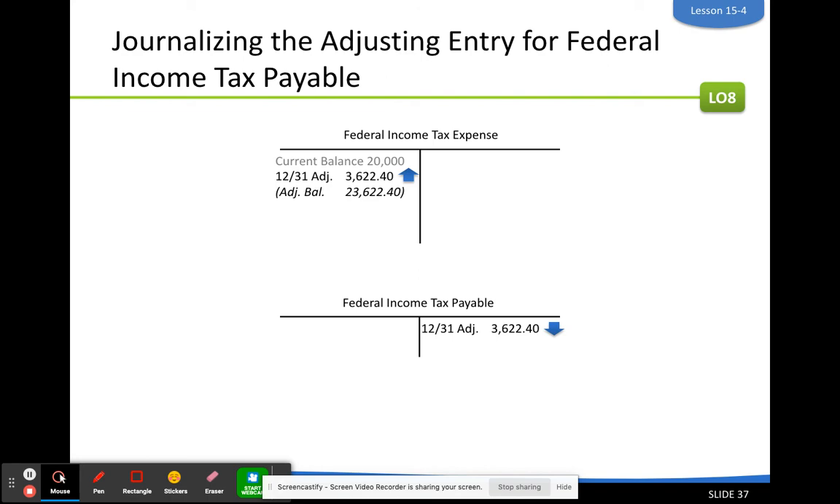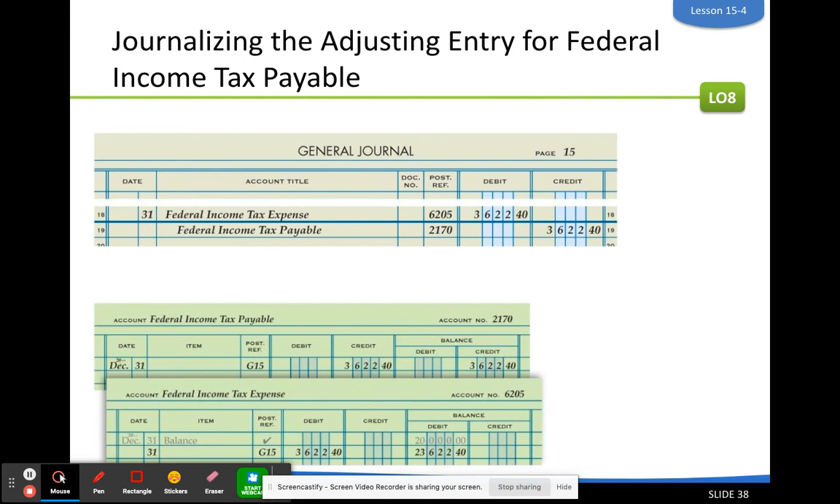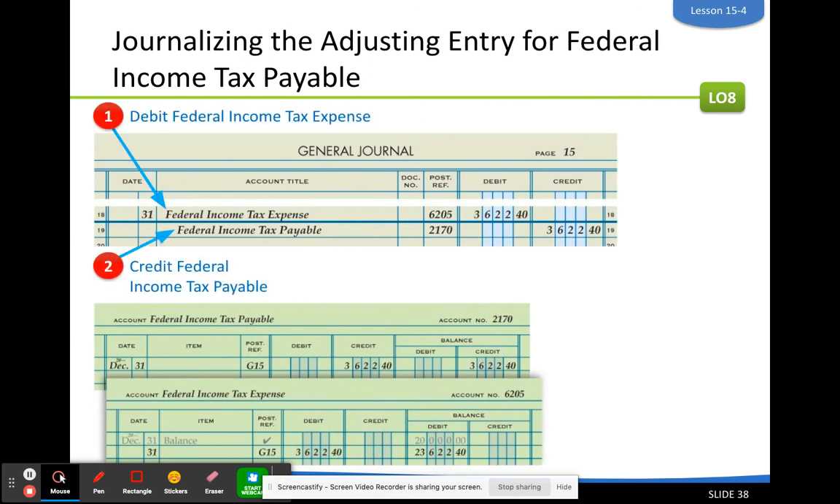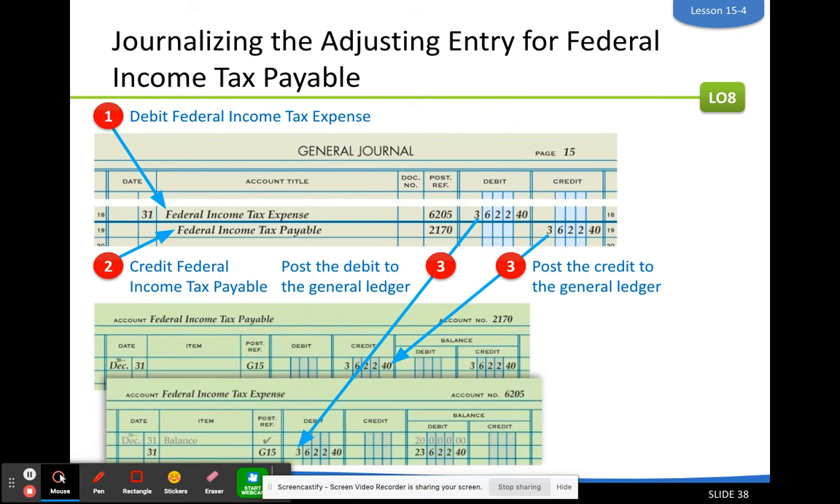Now we need to do our adjusting entry to bring that amount up to the full amount. And here is our adjusting entry for federal income tax expense and federal income tax payable, and then you will have to post those amounts. And that is section 15-4 and chapter 15.